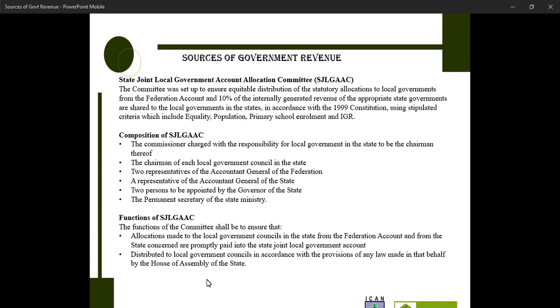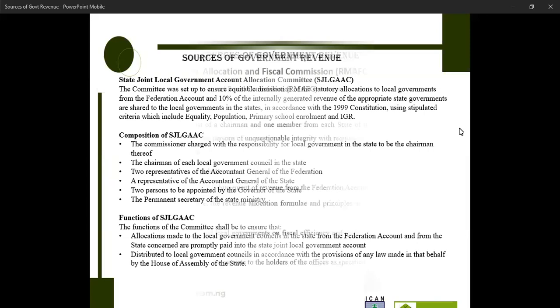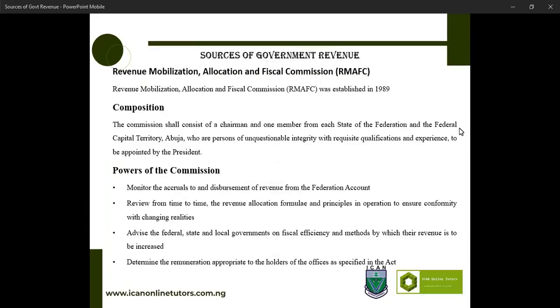Distributed to the local government councils in accordance with the provisions of any law made in that behalf by the House of Assembly of the states. Are we following? Yes, sir. All right.